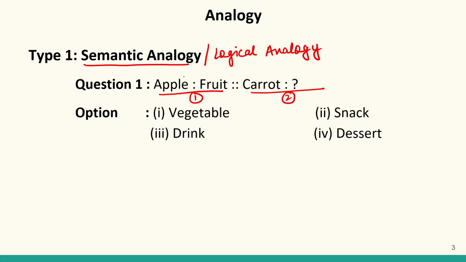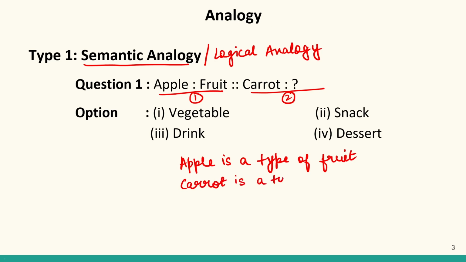So over here, this is the first pair, apple and fruit. We have to find the missing element over here. So very clearly I can see that apple is a type of fruit. Similarly, carrot is a type of vegetable. So our answer will be option number 1, vegetable.